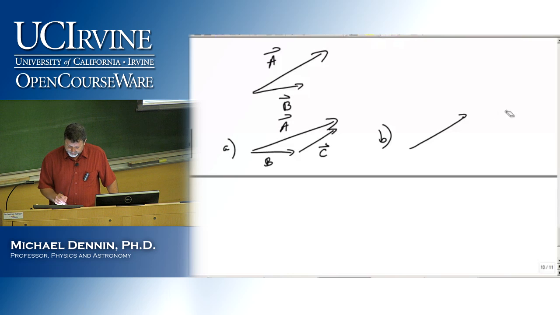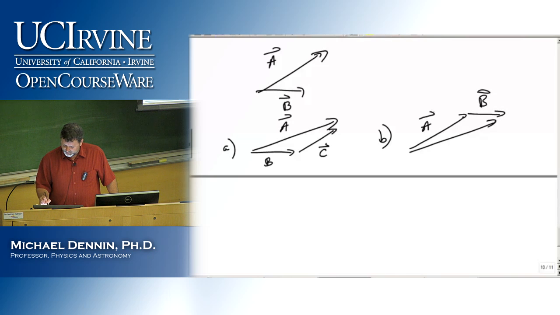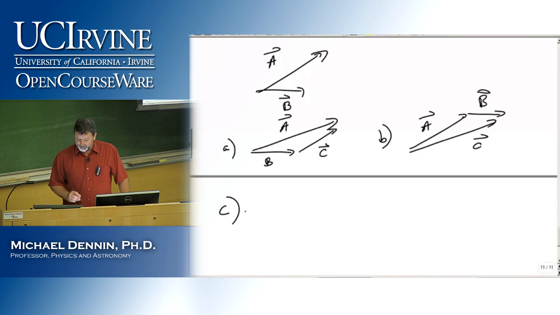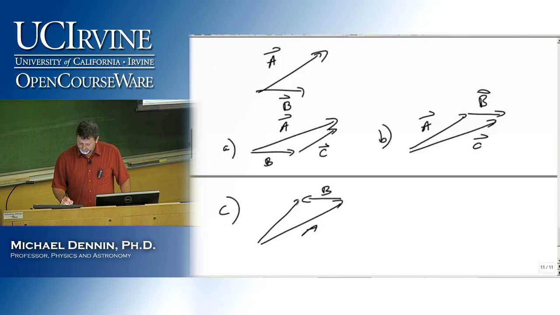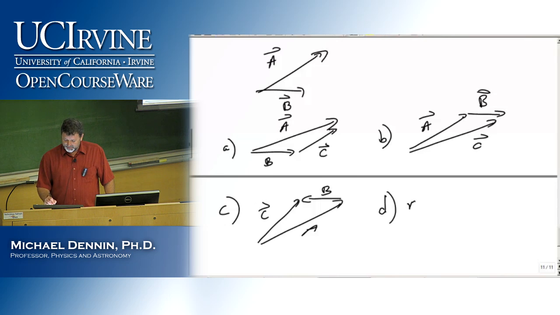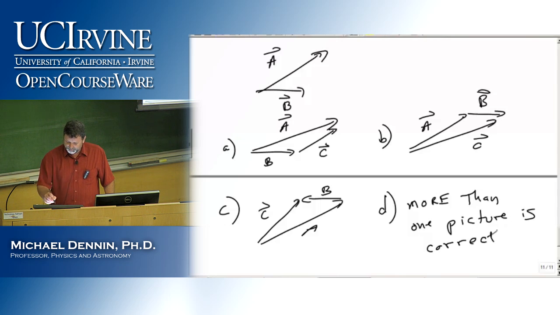I'm not drawing my b very well. You know what? It'll be easier. We'll make that b look like that b. There we go. We would do that. We can do that. And d is more than one picture is correct. There you go. Go ahead and vote.